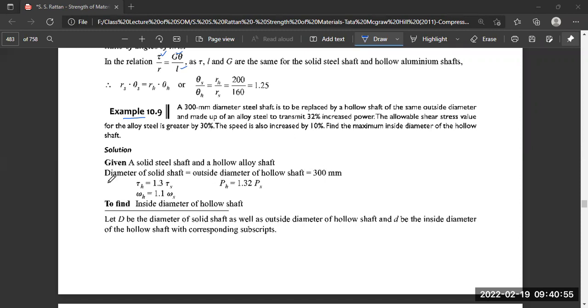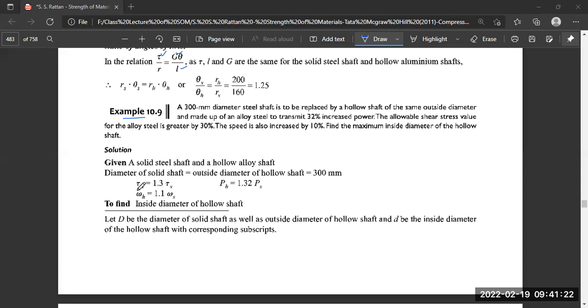So only the diameter of the solid shaft is equal to the outside diameter of the hollow shaft, which is given. Then tau H, the shear stress which can be transmitted by the hollow alloy steel shaft, is 1.3 times, 30% more than that of the solid mild steel shaft. That is tau H is equal to 1.3 tau S. This is the hollow alloy steel shaft. This is the solid mild steel shaft.